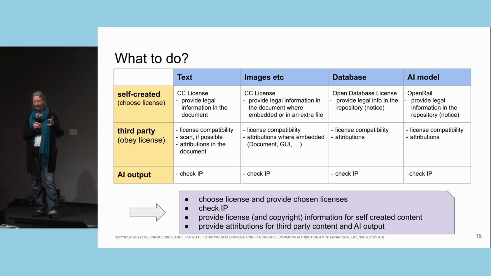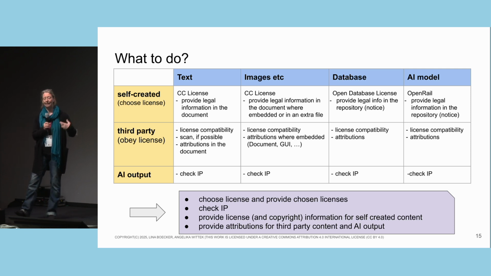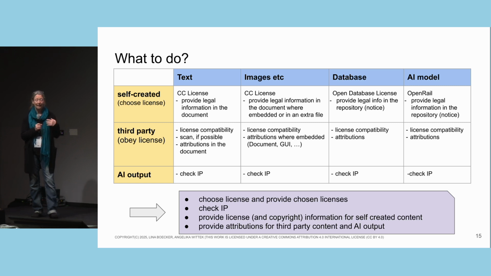So I just said, check the IP. If you made it or you made the AI do it, and if you're sure you have the rights, okay. If not, and you think there are no legal problems, then just make a transparency remark.